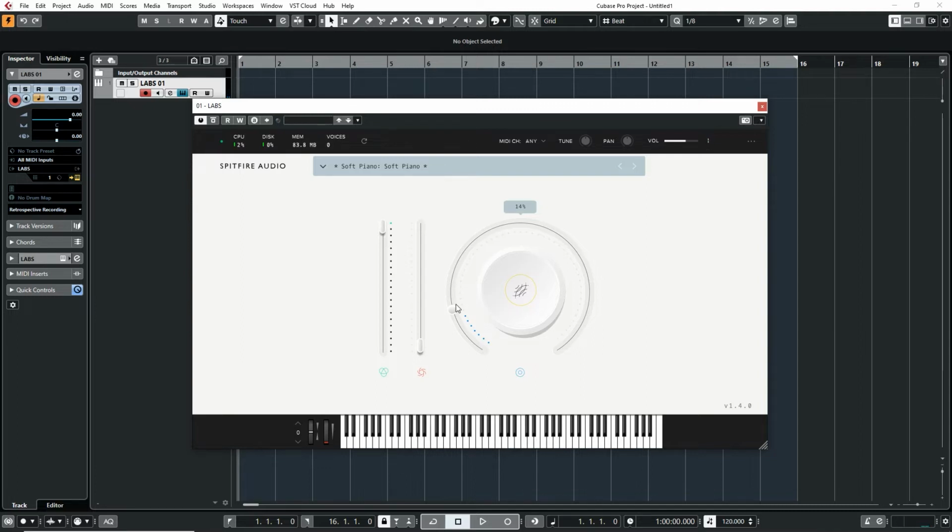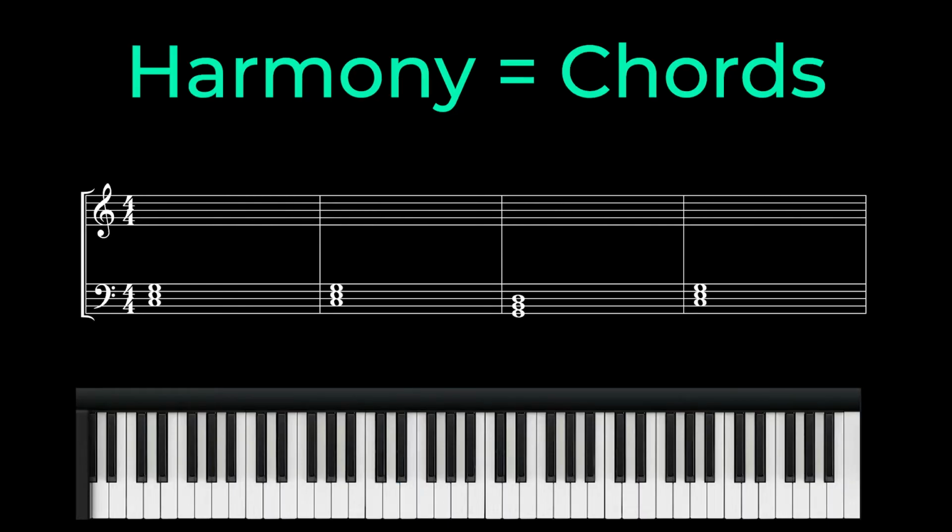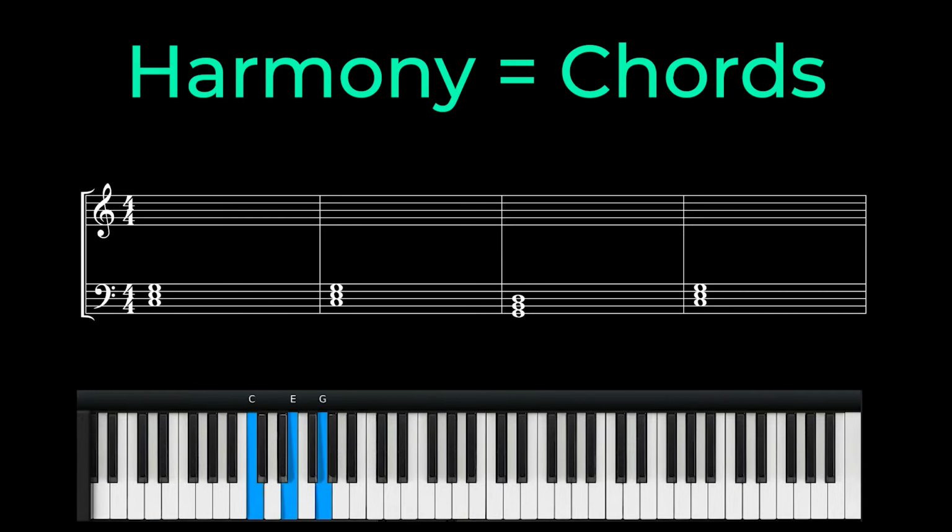Now we have a piano sound, let's talk about the components that our music will have. Most music is made up of both melody and harmony. Melody is another word for tune. It's the part of a piece which you often find yourself singing along with. Harmony, on the other hand, is often two or more notes played together, often as a chord, which typically accompanies and supports a melody in the background.